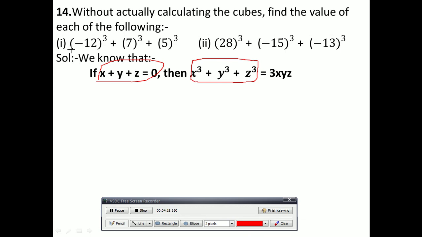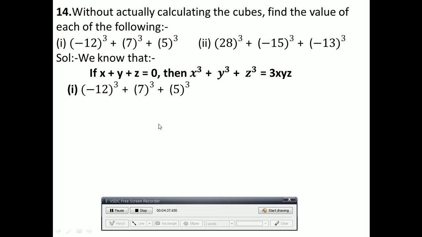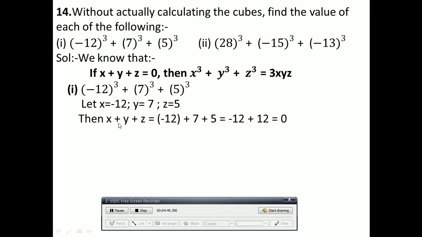Now you can check your question. Your question is minus 12 cube. That means we can say it is x. So it is x cube plus y cube plus z cube. So without actually calculating, we can find the value of this. So how can we find it? Listen. First, we identify the values of x, y and z. x is minus 12, y is 7, and z is 5. So first we will check whether x plus y plus z is 0 or not. So we are finding x plus y plus z: x is minus 12 plus 7 plus 5.